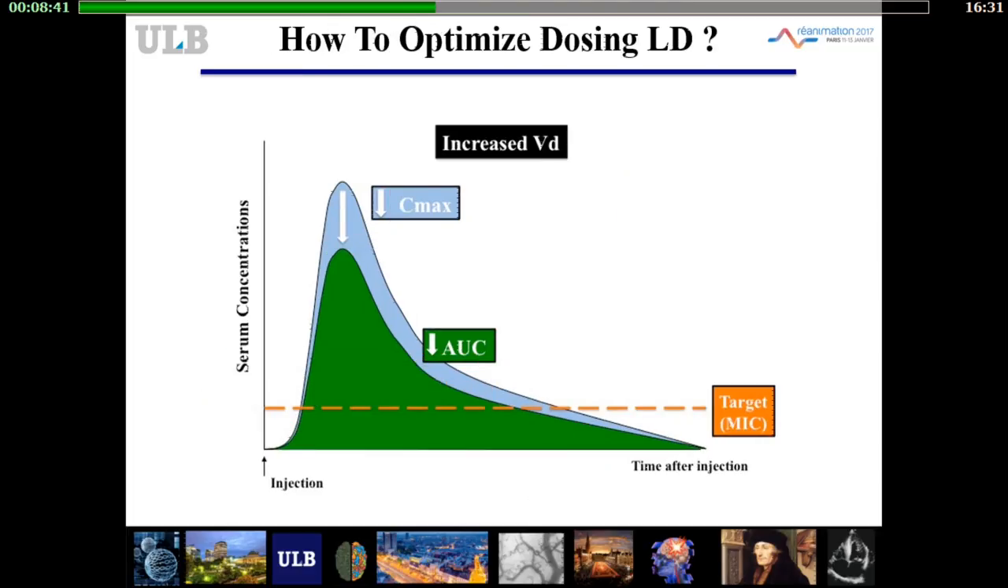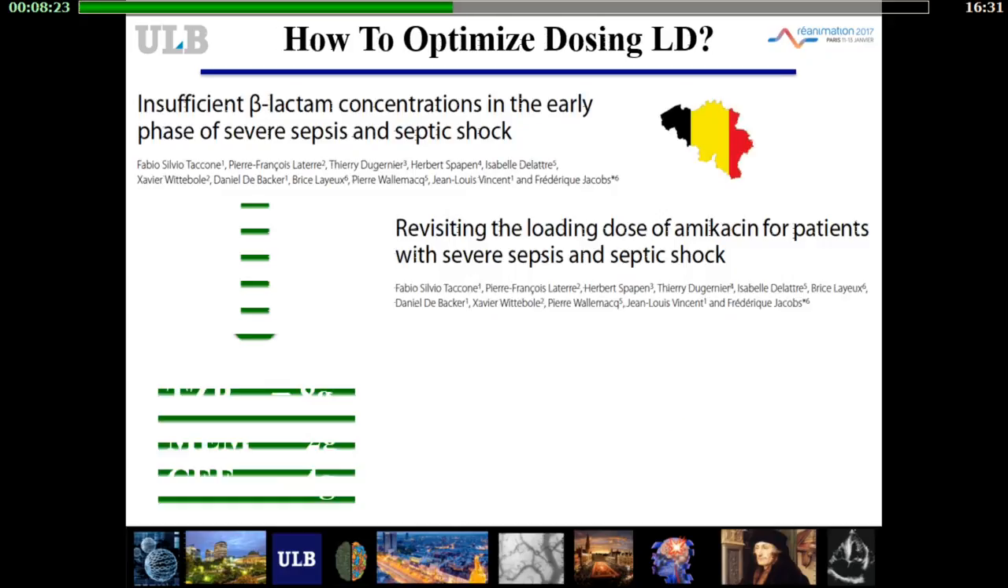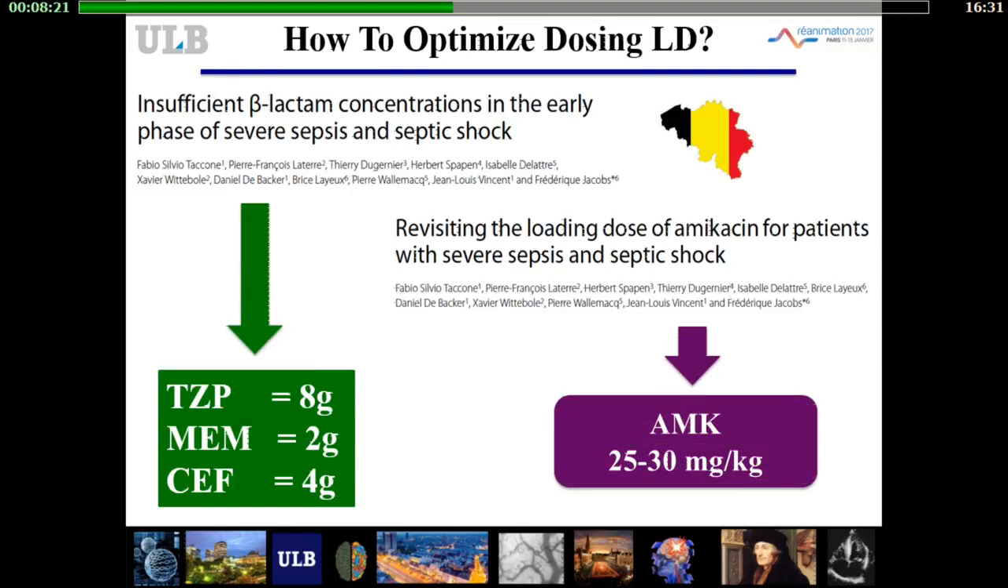So which are the consequences? How to optimize drug concentration? I will just take as example aminoglycosides and beta-lactams, and of course, many other things could be discussed for other drugs. You just increase the loading dose to immediately optimize drug concentration. The loading dose is independent from renal function. So which are the best doses? Which are the optimal doses? For beta-lactams, honestly, we don't know.